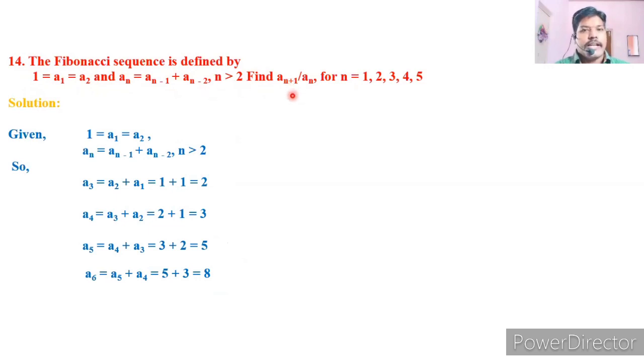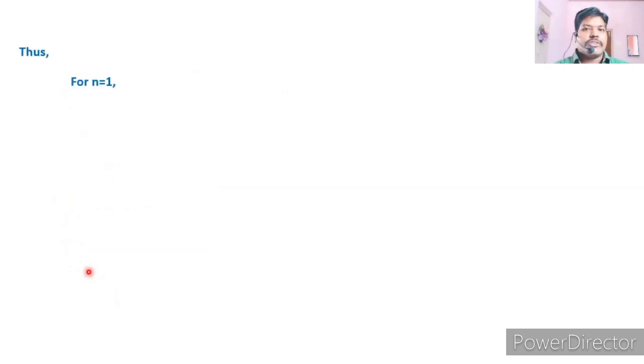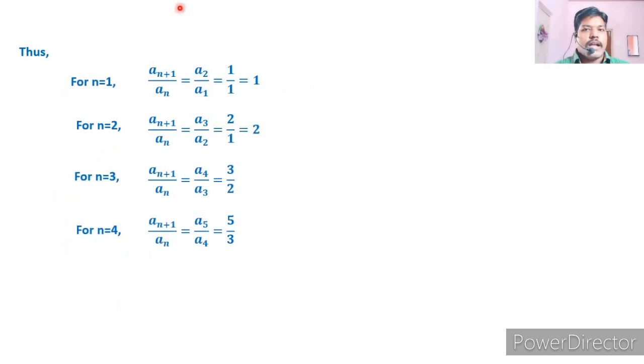They are asking you to calculate a(n+1) by a(n) for n is equal to 1, 2, 3, 4, 5. If you take the 5 value here, it will become a6 by a5. So you need a1 to a6. a1 and a2 values are already given, so start with a3 and calculate a3, a4, a5 and a6. After calculating these values, take n is equal to 1, 2, 3, 4 and 5, and calculate a(n+1) by a(n) values.